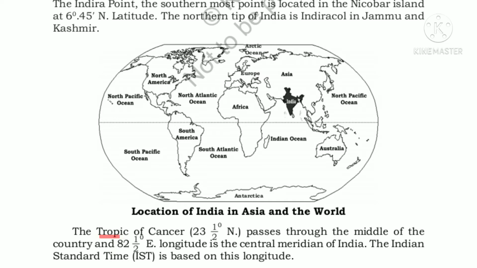The Tropic of Cancer, 23.5 degrees north, passes through the middle of the country, and 82.5 degrees east longitude is the central meridian of India. The Indian Standard Time (IST) is based on this longitude.